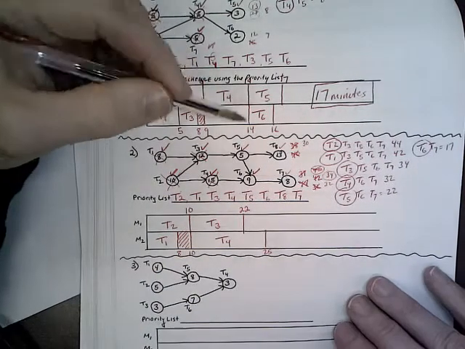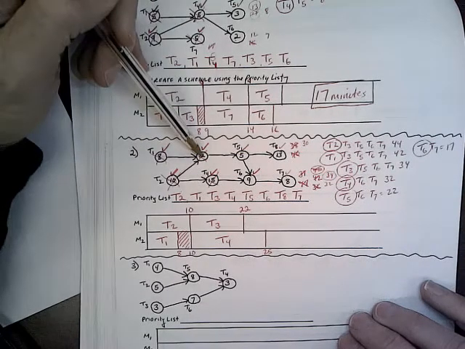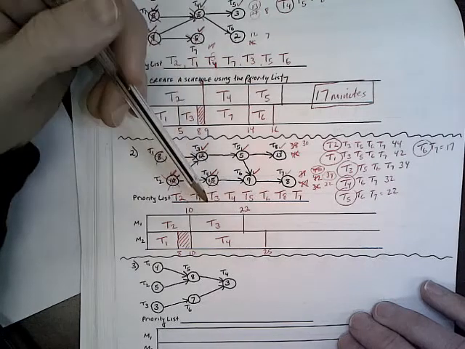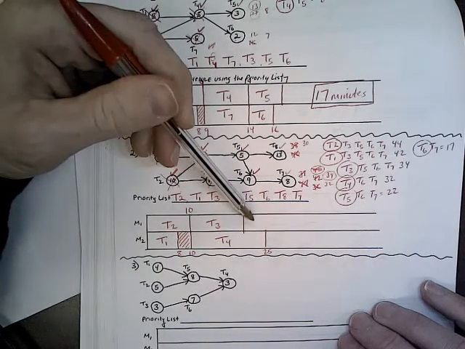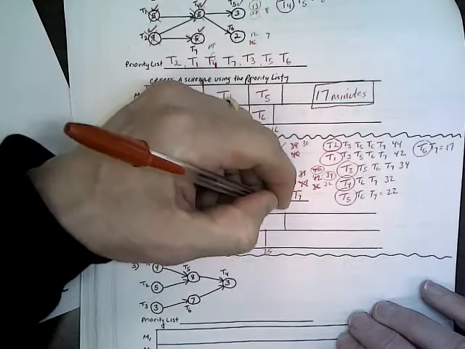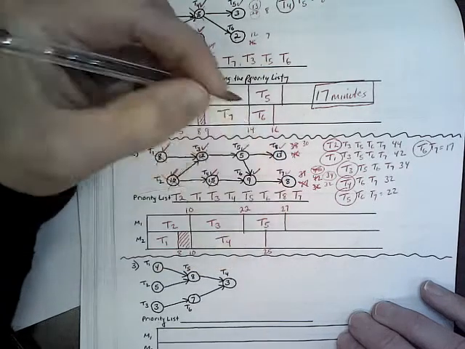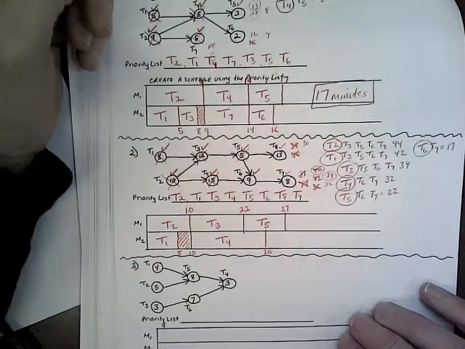Okay, now T5. Let's see about T5. T5 can go when T3 is done. Okay, and T3 finishes before T4, so T5 can go right here. It's 5 minutes long. 22 plus 5 would take us to 27. Get rid of that one.